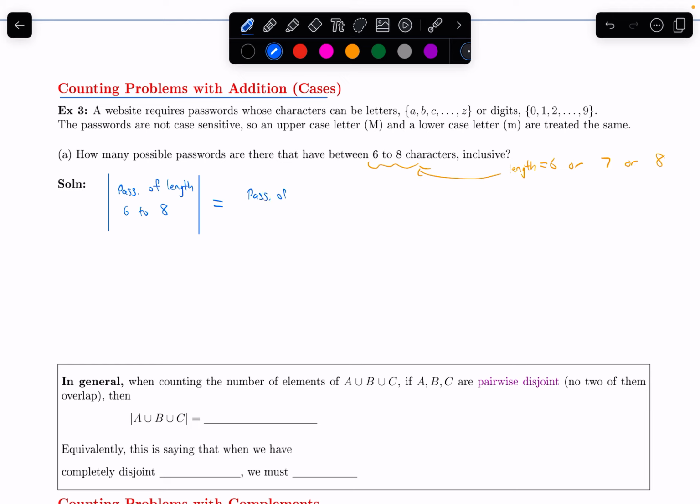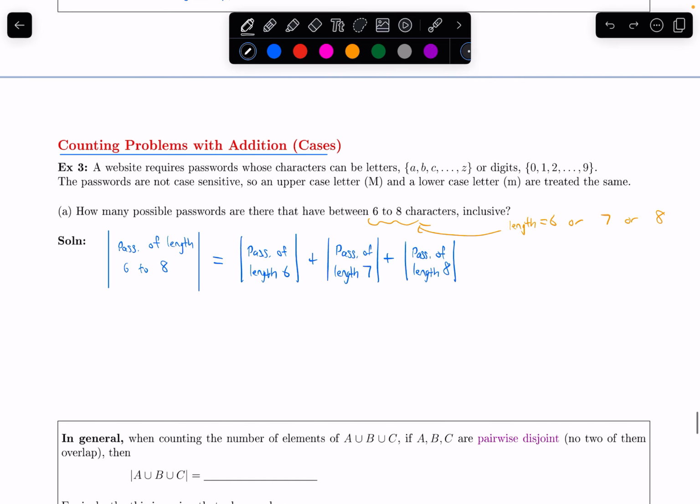So I can find the number of passwords of length 6, count the number of those, and then the number of passwords of length 7, count the number of those, and then find the number of passwords of length 8, count the number of those, and then add all of those together. If I add all those together, I'm going to have the number of passwords that have any length between 6 up until 8.